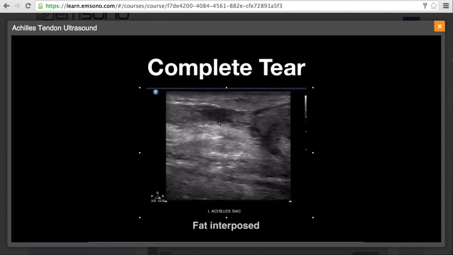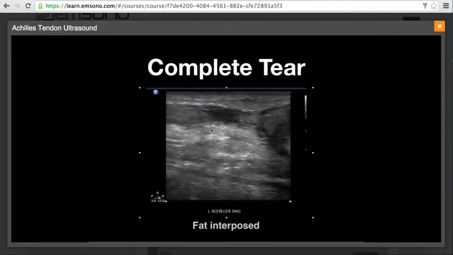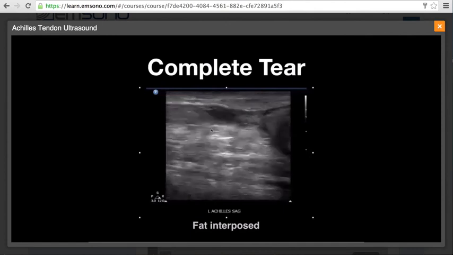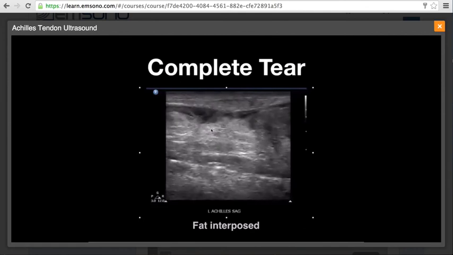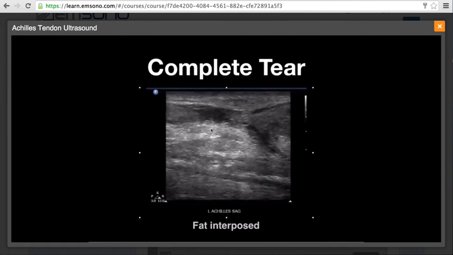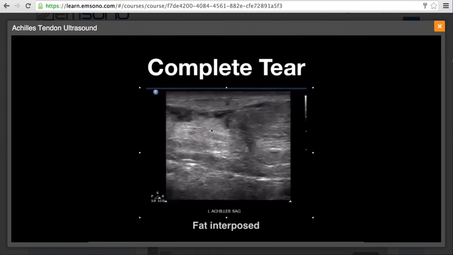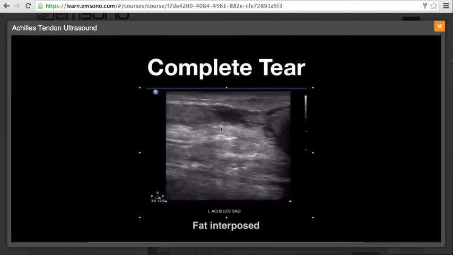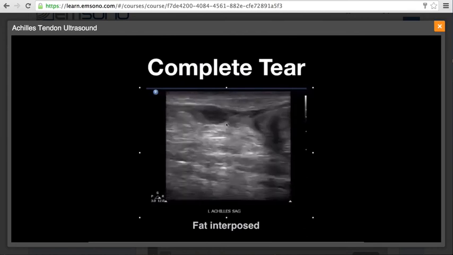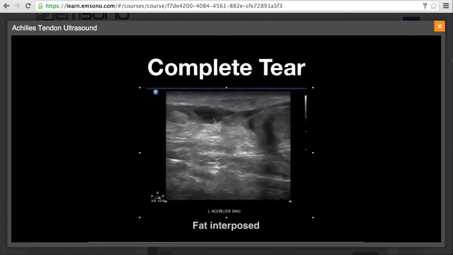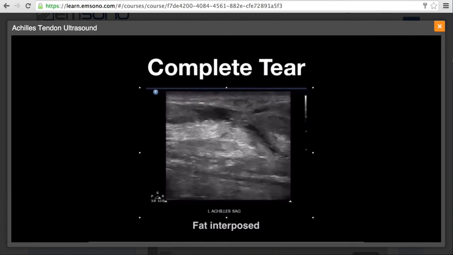Here's another patient who has a complete tear here. You can see the distal end and the proximal end. There's a large amount of fat interposed here. And this, again, would be a patient that would not be a good candidate for non-operative management due to the amount of fat interposed, keeping the edges from coming together during plantar flexion.